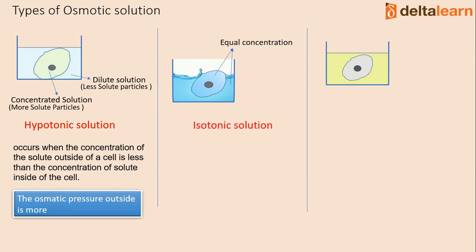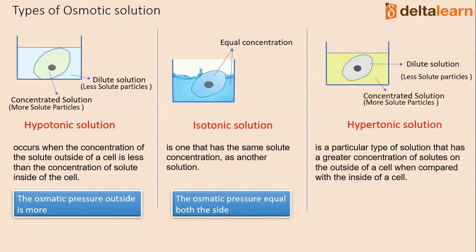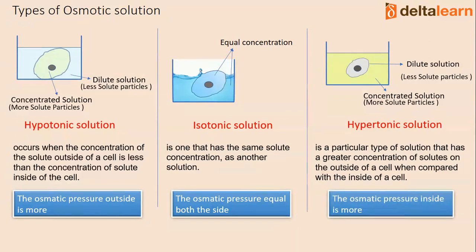An isotonic solution is one that has the same solute concentration as the cell. Since osmotic pressure is equal, there is no change in the cell. A hypertonic solution is a solution that has a greater concentration of solutes on the outside of a cell when compared with the inside of a cell. As water concentration is more in the cell, water moves outside and thus the cell shrinks. Osmotic pressure inside the cell is more than the surrounding.